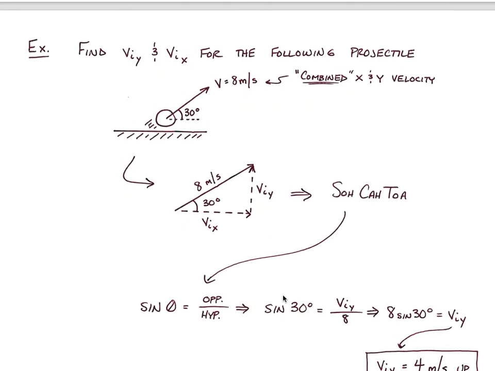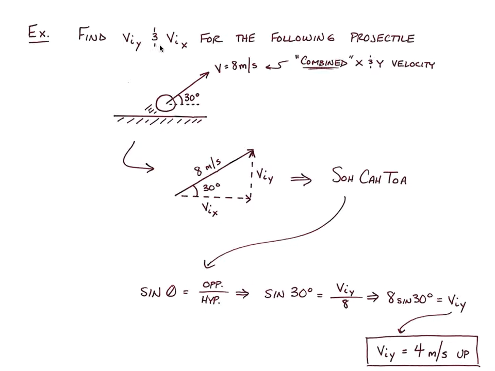So here's an example. If you were asked to find the initial y and x velocity for the following projectile, we'll take a look at how we would do that. So we have a projectile, some kind of rock or ball, and it's being launched up at a 30-degree angle. And we're given that its initial velocity is 8 meters per second. Now don't confuse yourself, that's not the x or the y component. That's not the forward or the vertical component. That's that combined x and y velocity. The projectile is moving up off the ground while at the same time moving forward. And when those two things happen together, this object can be seen to be traveling at 8 meters per second.